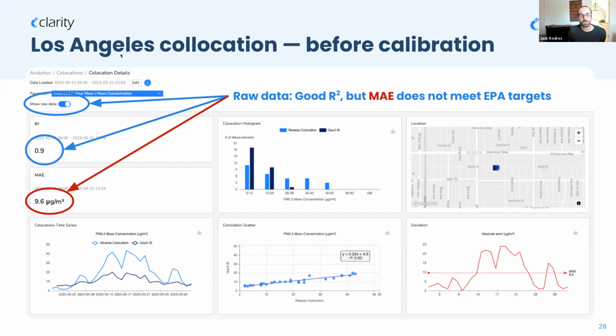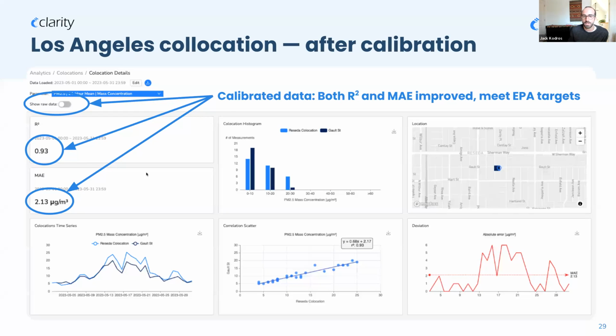So this is our example from Los Angeles once again. We had a high R squared to start with, that's great, but we had an unacceptably high mean absolute error. After calibration, where we take the sensor that probably performs well in stable laboratory conditions and make it specific for the Los Angeles climate and pollution mixtures, we now have dramatically improved our mean absolute error. R squared was already fairly high. Remember, we can't go higher than 1, so we've still improved it by a small amount.